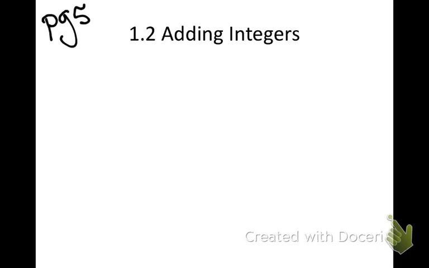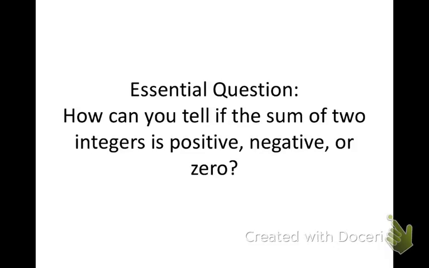Alright, now that you have that all on page 1, you're going to turn to page 5, and you can see that on page 5 you already have your topic in, and your topic today is adding integers. So let's get to the essential question. Today's essential question is: how can you tell if the sum of 2 integers is positive, negative, or 0? Before we can actually answer this question, we have to cover some vocabulary.